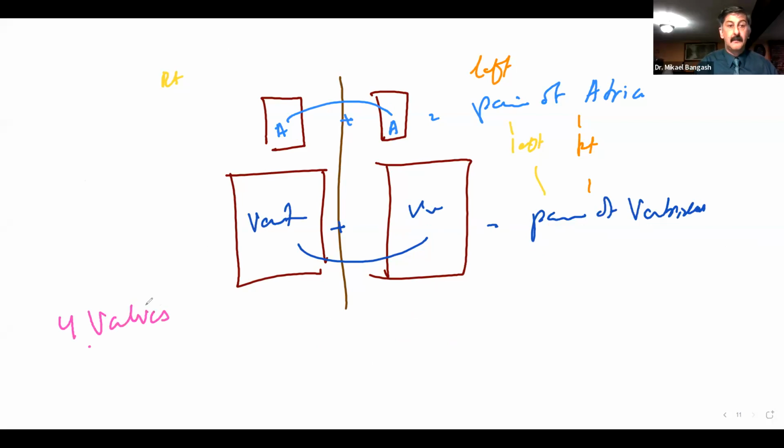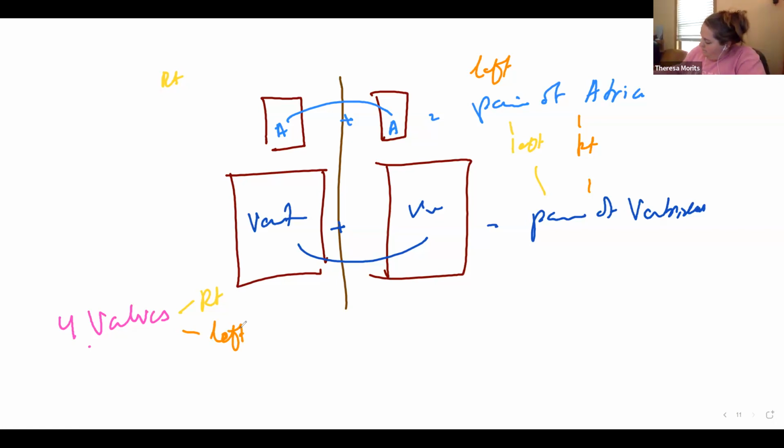4 valves. But how can these valves be distributed? We can say we have valves on the right side. We are also going to have valves on the left side. Did you guys get that? Good. So on the right side, where is it that we find the valves?